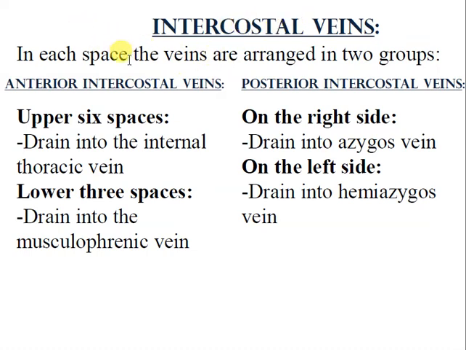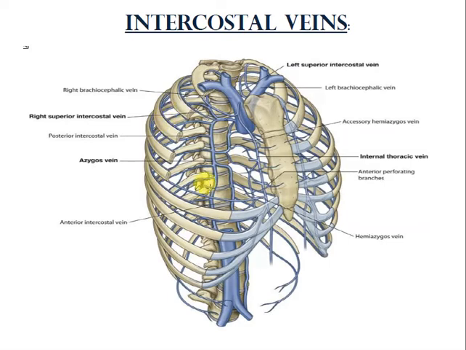Intercostal veins: in each space the veins are arranged in two groups. Anterior veins: the upper six spaces drain into the internal thoracic vein, and the lower three drain into the musculophrenic vein. On the right side, they drain into the azygous and hemiazygous vein. So this is how the intercostal veins can be seen.